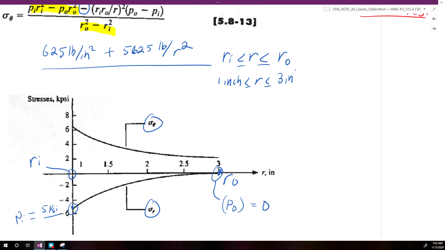Okay. All right. So that concludes this example problem on how to determine the radial and the tangential stresses within a pressurized cylinder.